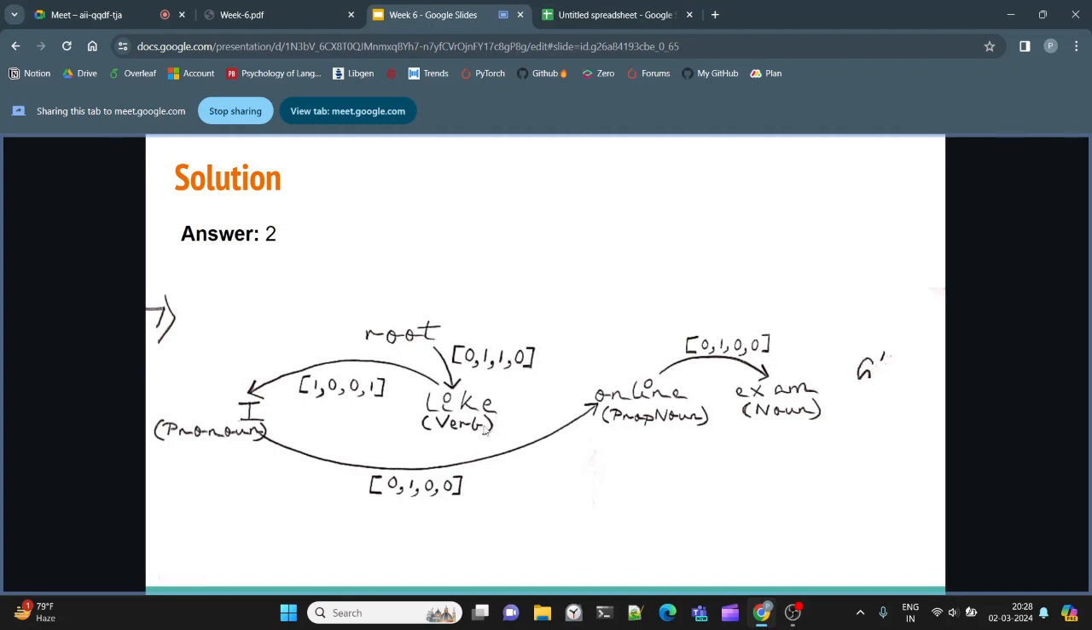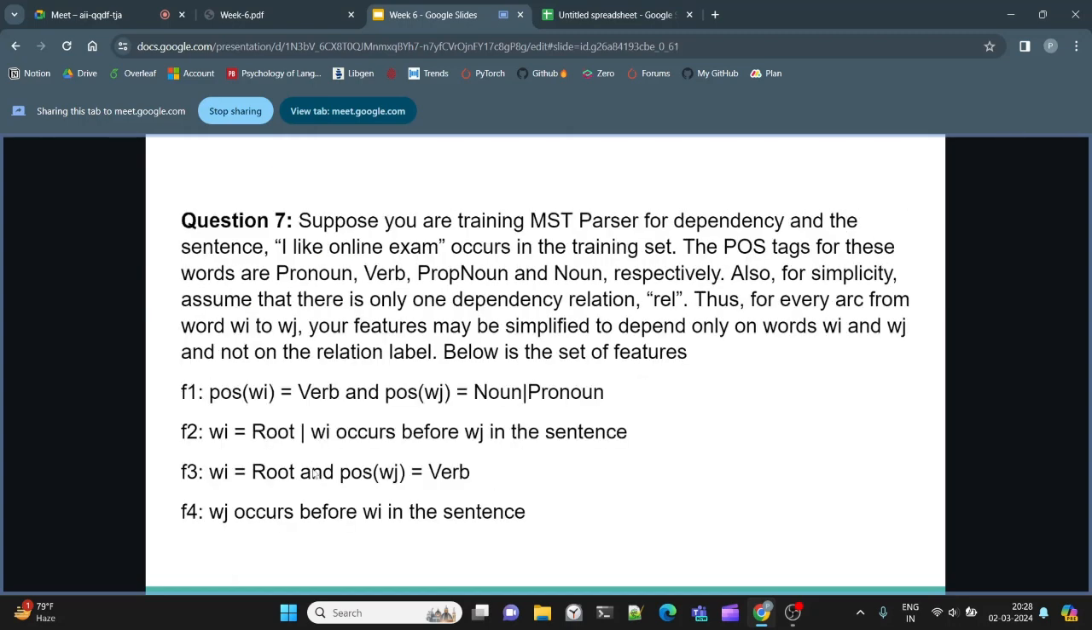You also see the POS tags corresponding to each of the words. Now what we need to find out is the features corresponding to each of the arcs. So how do we find out the features? These are the features that were given to us. These are the four features. These are all binary features that would take a value of 0 or 1: 0 if it's not satisfied, 1 if it's satisfied.